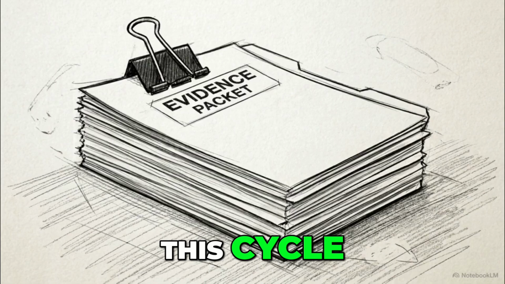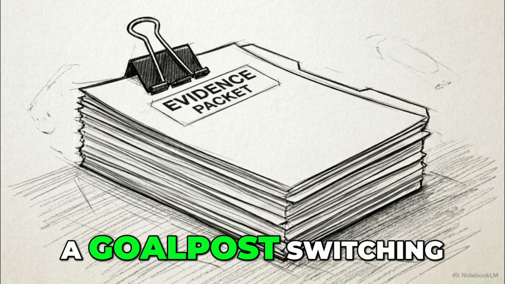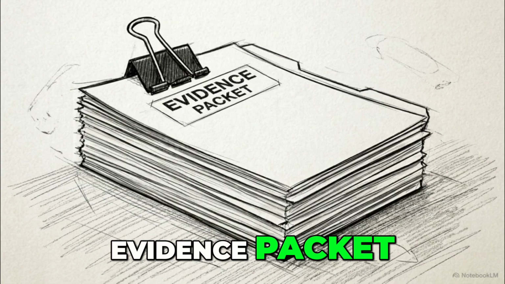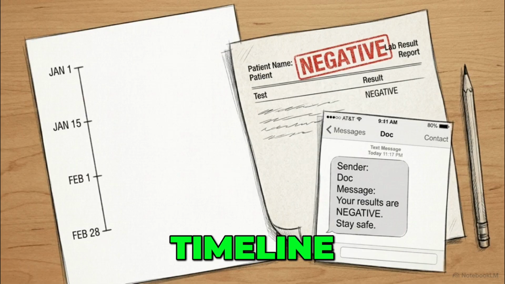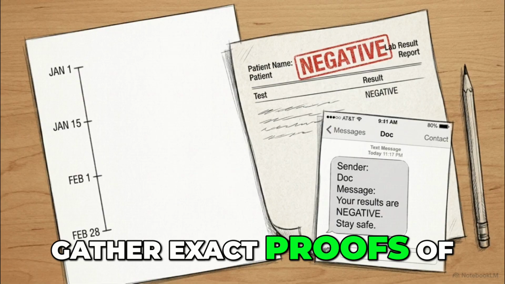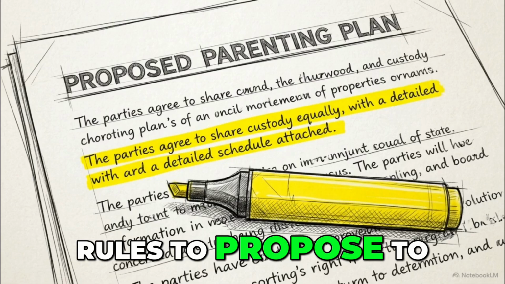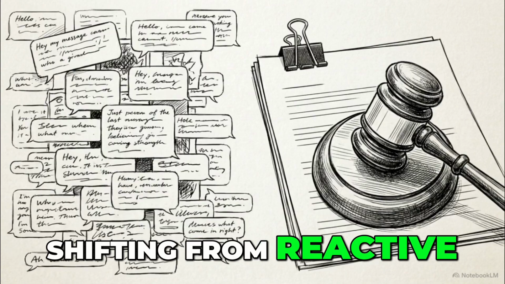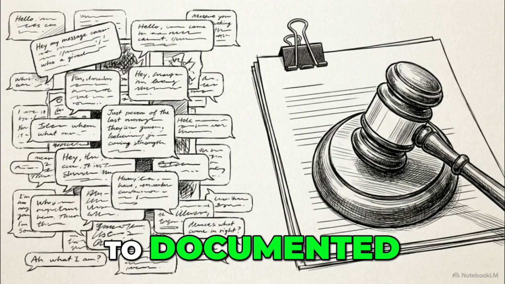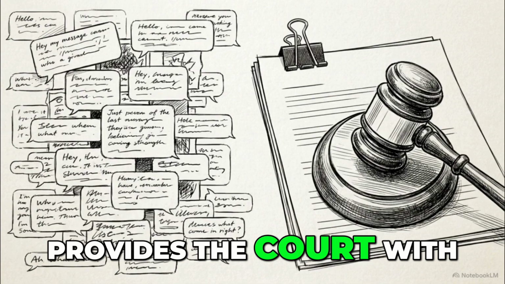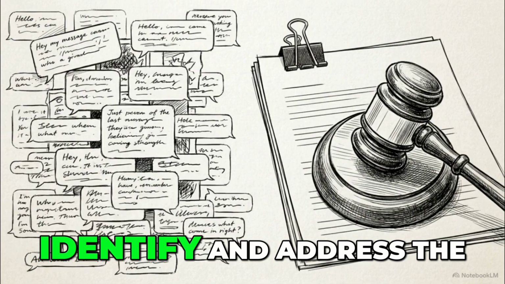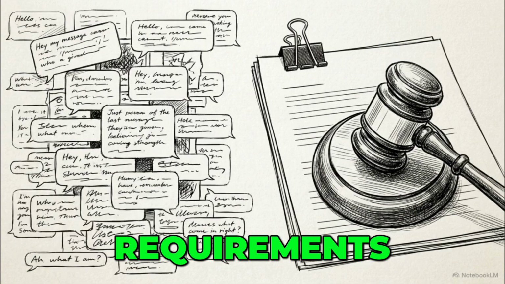To break out of this cycle, you need to build a goalpost-switching evidence packet. We are going to construct a clear timeline, gather exact proofs of your compliance, and draft specific enforceable rules to propose to the judge. Shifting from reactive messages to documented structural proof provides the court with a factual basis to identify and address the pattern of shifting requirements.